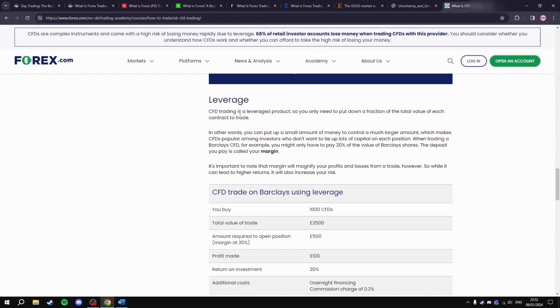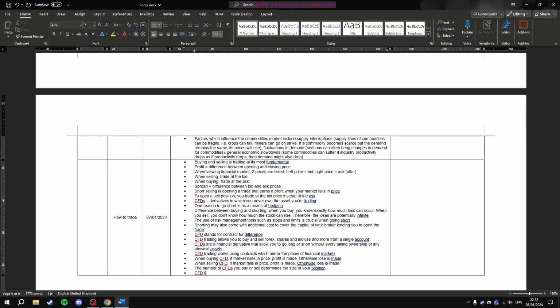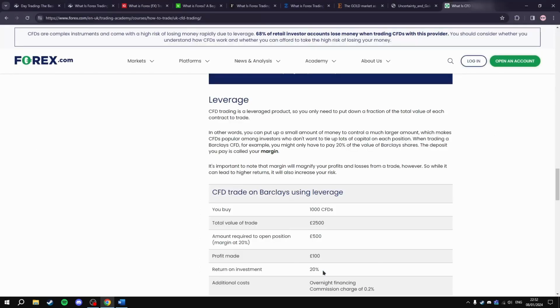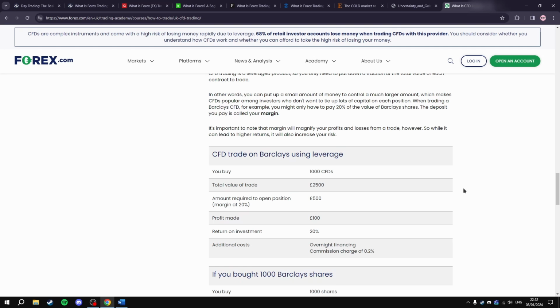Leverage. CFD trading is a leveraged product. So you only need to put down a fraction of the total value of each contract to trade. In other words, you can put up a small amount of money to control a much larger amount, which makes CFDs popular among investors who don't want to tie up lots of capital on each position. When trading a Barclays CFD, for example, you might only have to pay 20% of the value of Barclays shares. The deposit you pay is called your margin.